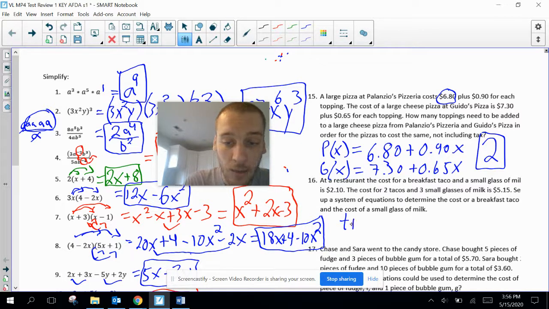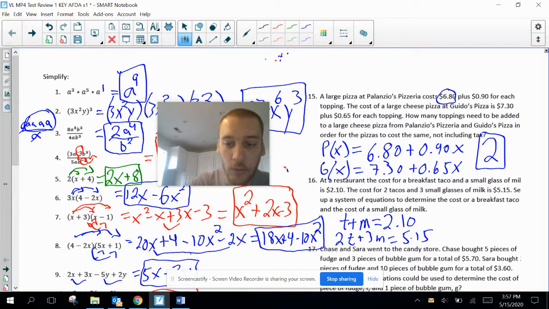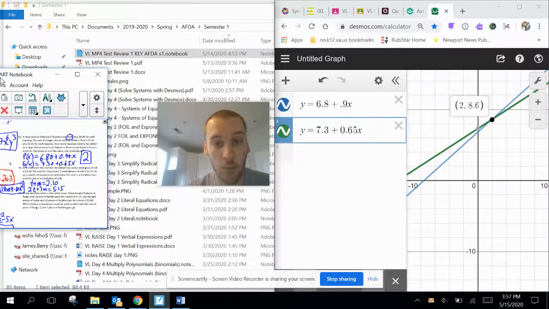So I know that a taco plus milk is going to be $2.10. And I know that 2 tacos plus 3 milks is $5.15. And guess what? We've got two equations now. I'm going to use X for T and Y for M. It really doesn't matter. And just type it in Desmos, right? I'm going to see where these things touch.